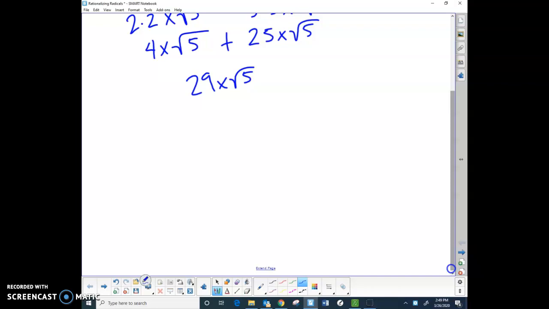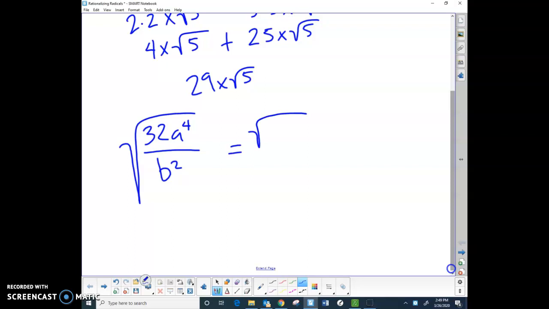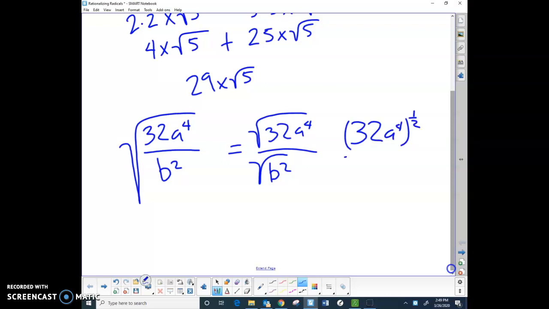Another one was if I have 32a to the 4th over b squared. Okay, this is the same as saying the square root of 32a to the 4th over the square root of b squared, which is also the same as saying 32a to the 4th to the 1/2. The square root of b squared is obviously just b.